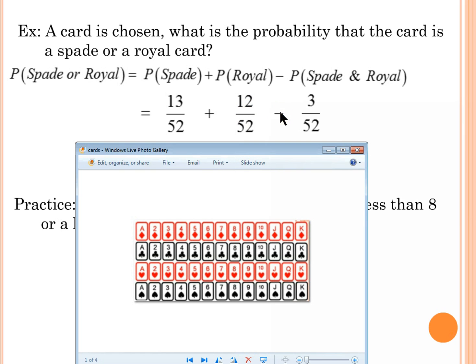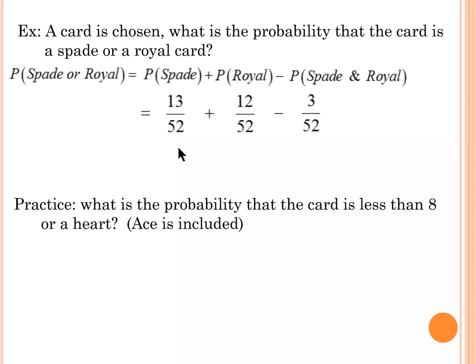And finally, I need to minus the situation where they're common, which is spade and royal, and that's going to be 3. So if I look at my bottom row right here, these are my spades, and 3 of them, 1, 2, and 3, are considered spade and face cards. So there's 3 of them out of a total of 52 cards. So that's how I get the 3 there. All right, and then you can go to your calculator here and you get 22 divided by 52. And if you simplify that, well, fine, 22 divided by 52.